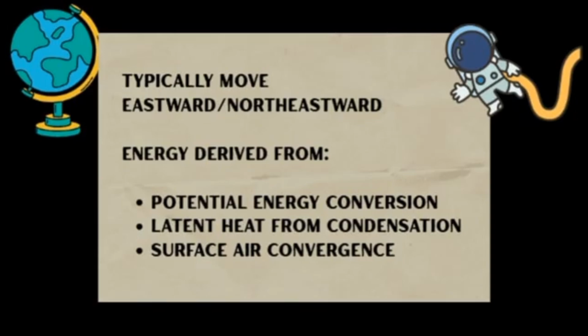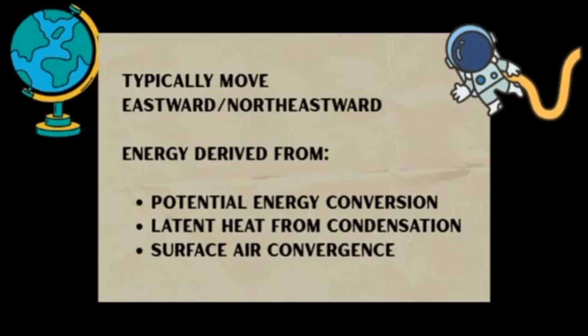And then we have the latent heat from condensation. So it means that when water vapor in the air condenses, which is turns into liquid droplets, it releases heat. So this is called latent heat. And this hidden heat adds even more energy to the storm system.